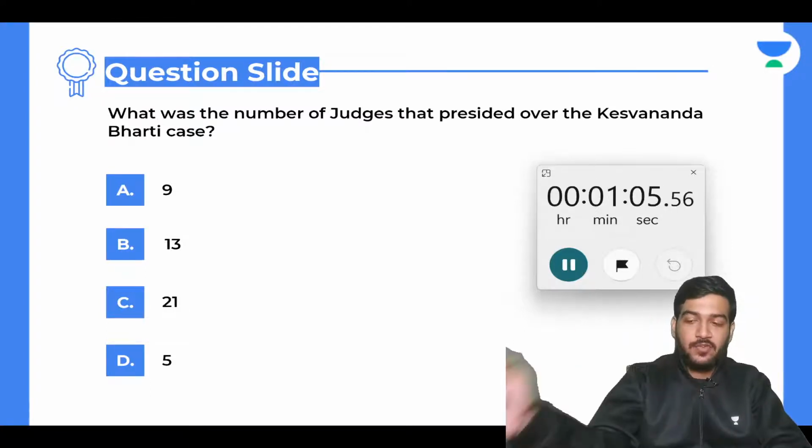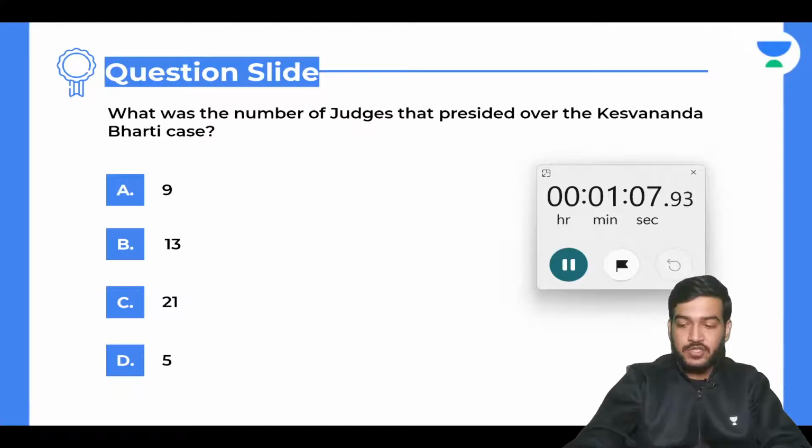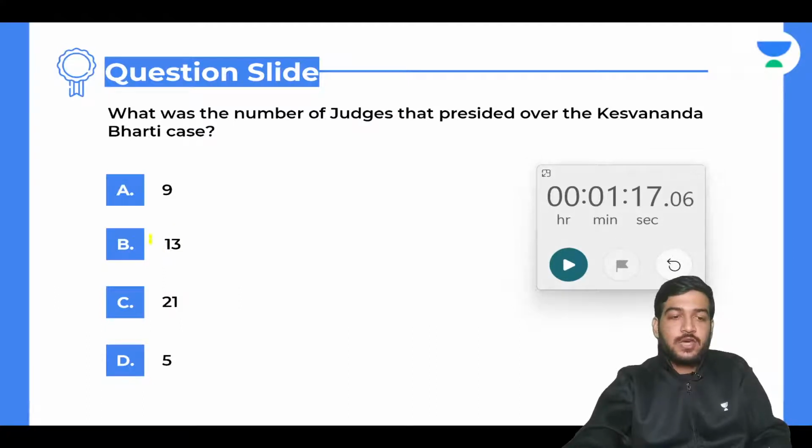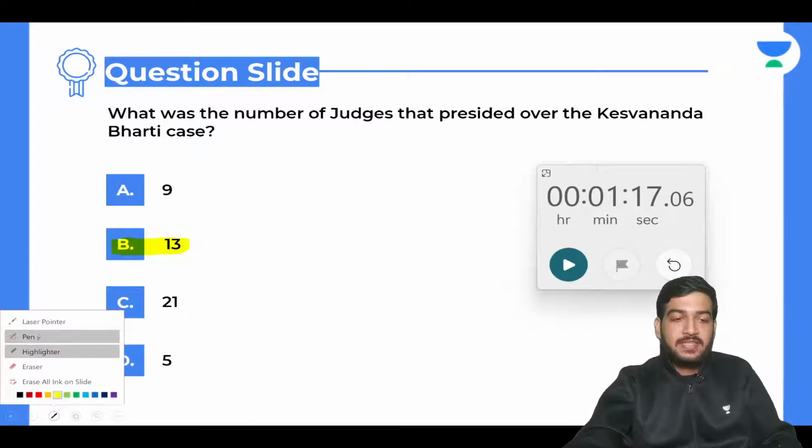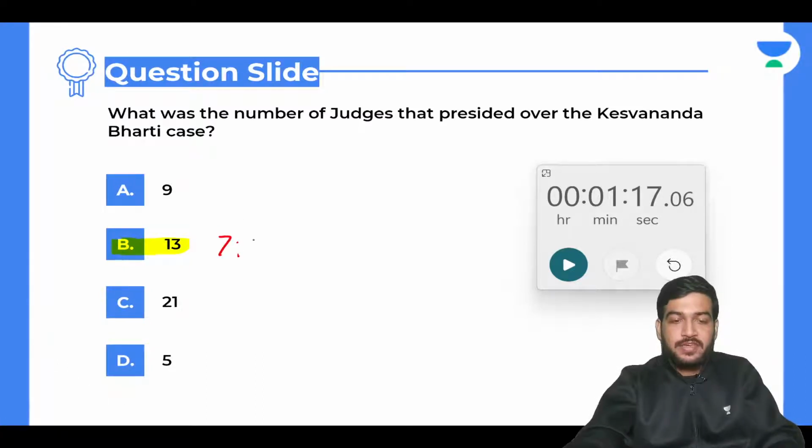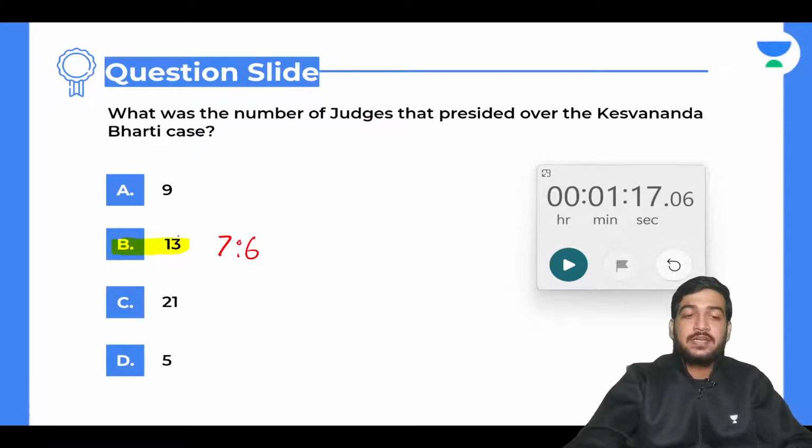Remember this, I'll give a hint: this was a constitution bench, okay? So that means the answer will always be above 5. Minimum 5 judges on a constitution bench. So the correct answer to this question is 13. The bench had decided in favor of the basic structure doctrine by 7:6. 13 judges, the largest in the history of the Indian Supreme Court. 13 judges sat on the bench.